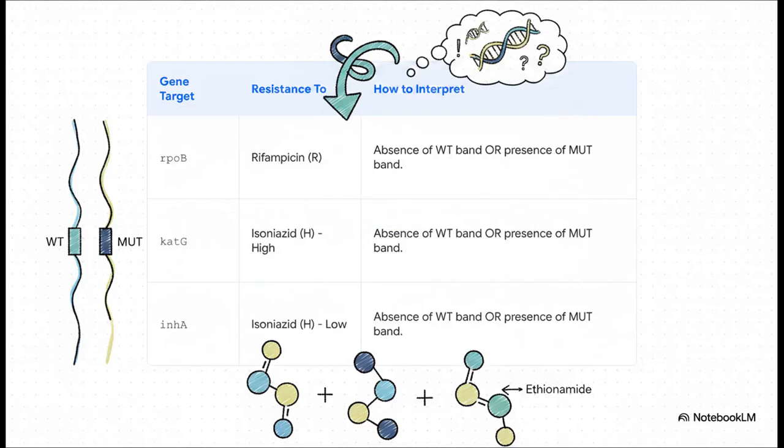Now pay attention, because this is where you can really impress the examiner. Interpreting the strip? For any drug, you're looking for one of two things to call it resistant. Either the normal, wild-type band is missing, meaning the good gene isn't there, or a specific mutation band appears. For isoniazid, it's even smarter, checking two different genes, katG for high-level resistance and inhA for low-level. And here's a critical clinical pearl you should mention. An inhA mutation also tells you it's resistant to ethionamide. That's vital info for planning treatment.